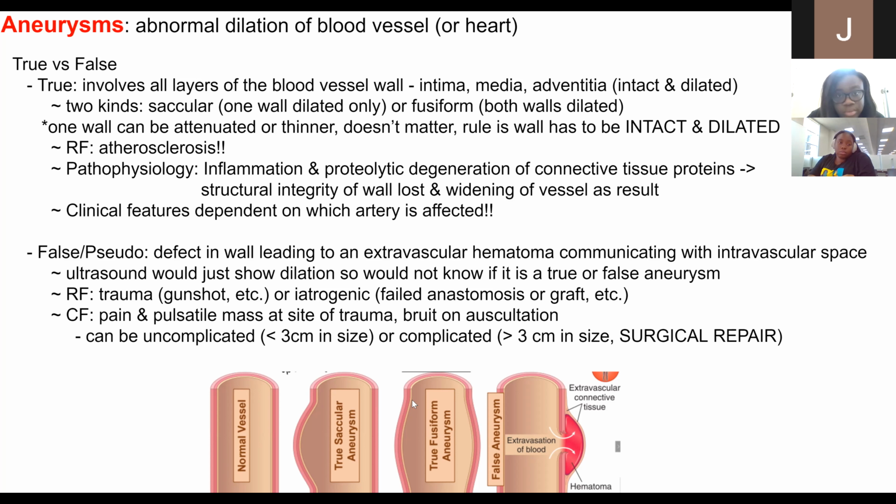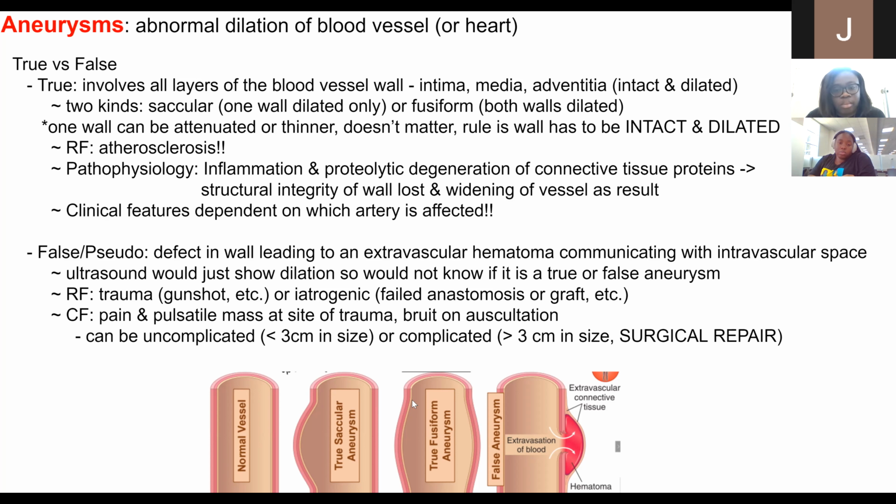A false one is where, if you were to just look at it on ultrasound, it would show dilation because it's not really an in-depth image of the aneurysm. So on ultrasound, it would just show a dilation. So you wouldn't be able to tell on ultrasound if it's a true or a false aneurysm.